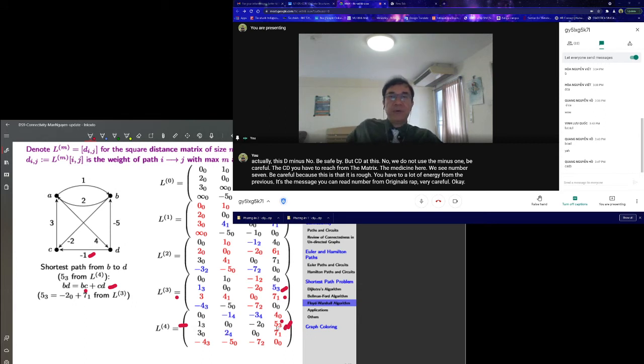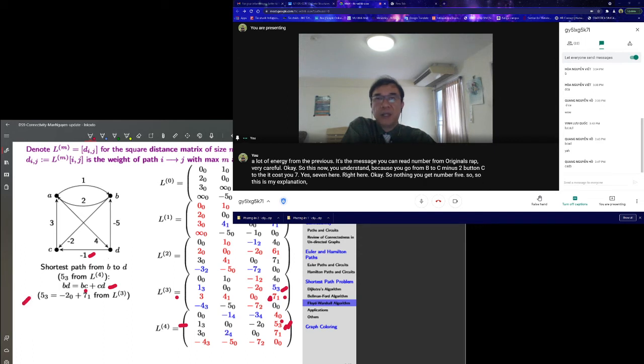Okay, so now you understand, because you go from B to C with minus 2, but from C to D it costs you 7. Yeah, 7 here, right here. So that means you get number 5. This is my explanation, very explicit there inside the graph.